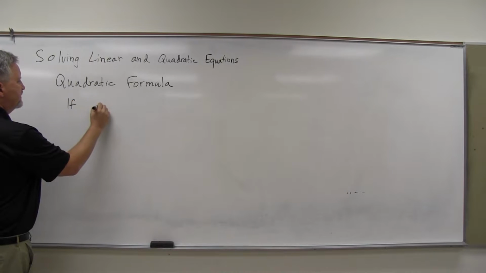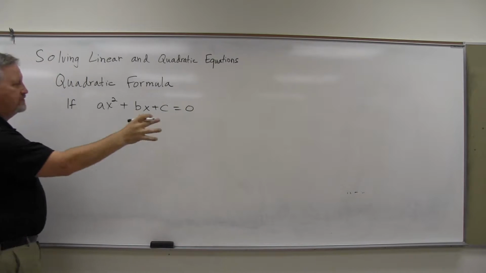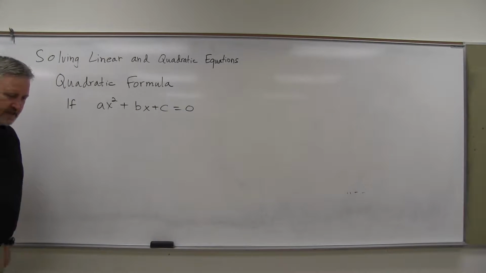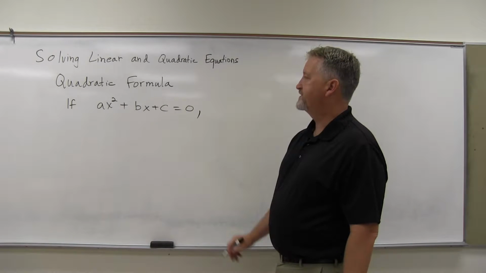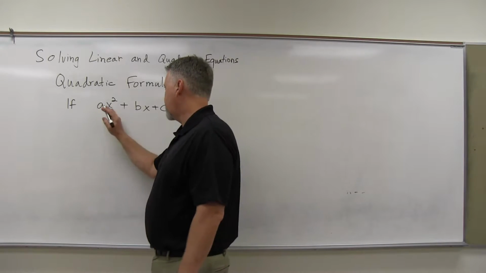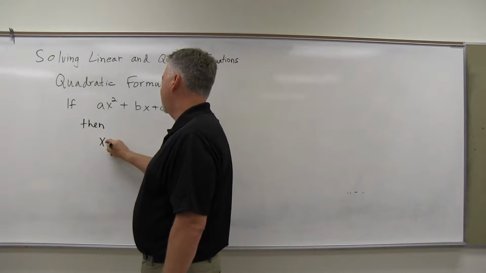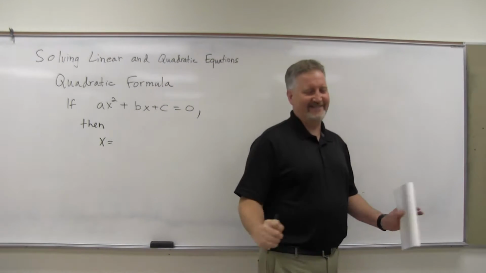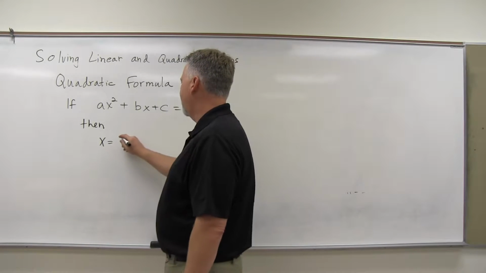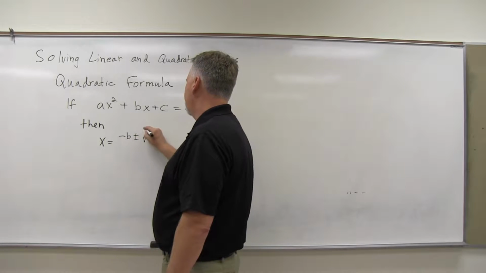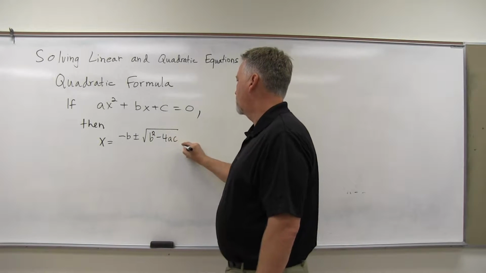Well, if you have an equation ax squared plus bx plus c equals 0, so a, b, and c are playing the role of the coefficients and the constant respectively, and one side equals 0, so a quadratic equation in general, then the solutions are x equals, and does anybody want to sing it? Maybe you know a little jingle for this. All right, so it's negative b plus or minus the square root of b squared minus 4ac, all over 2a.